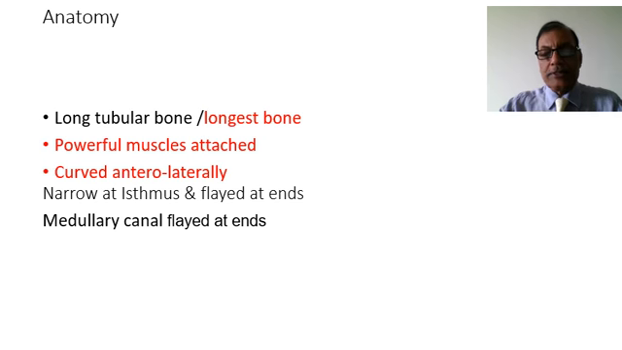Some peculiarities of the anatomy of the femur must be understood, because it helps when you open the fracture or you put the intramedullary nailing device. You should know the peculiarities. One is it is the longest bone, but more importantly it has got very powerful muscles attached there, and every implant that you are putting must counteract the forces put by the muscles. It is curved anterolaterally, it is narrow at the isthmus and flared at the ends.